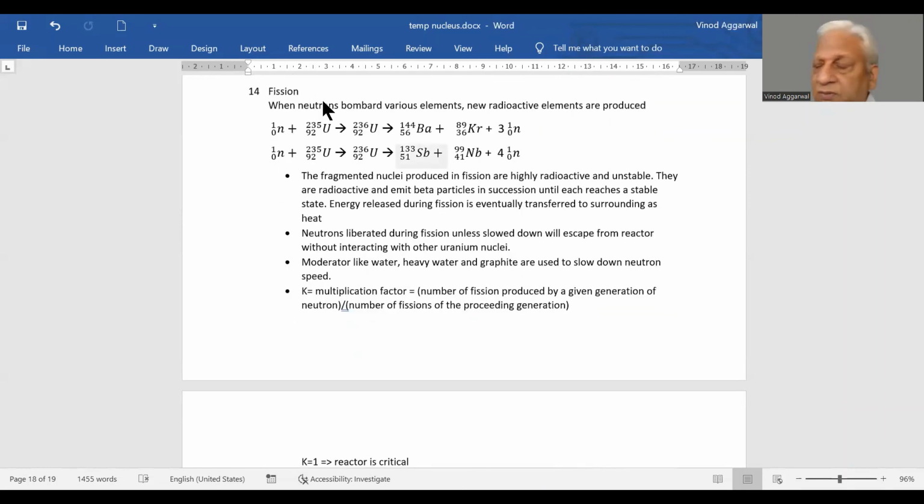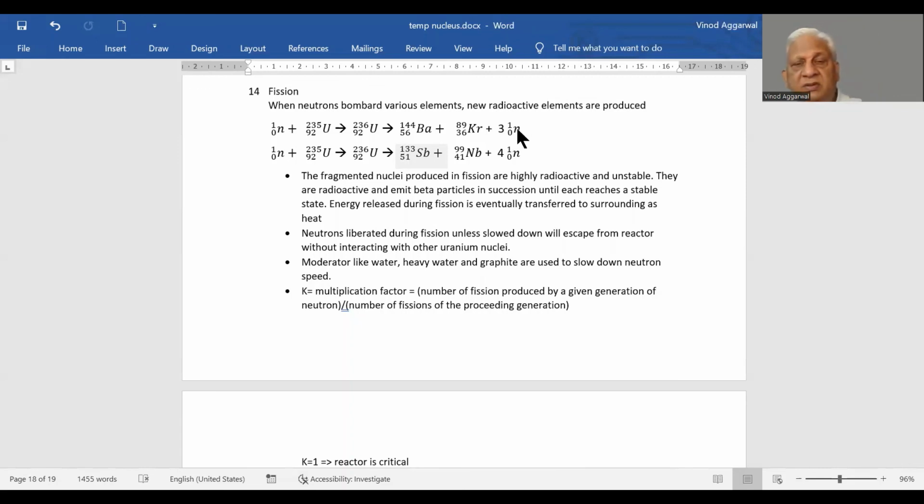Next topic is fission. What is fission? When we bombard a nucleus with a neutron. For example, if you take one neutron and bombard it on uranium-235, uranium-235 breaks down into barium and krypton atoms. And interestingly, what happens in the process, one neutron bombarded a uranium, and instead in the process, 3 more neutrons are formed.